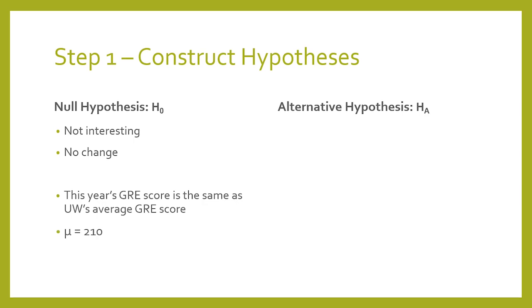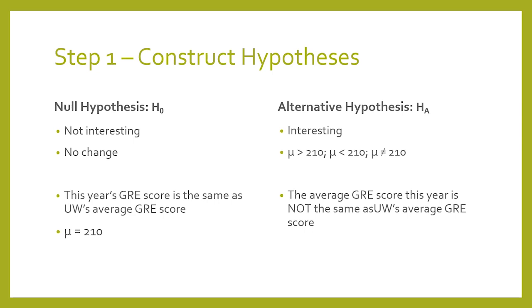The alternative hypothesis is the interesting hypothesis, and it can take 3 forms: greater than, less than, or not equal to. For this part, we'll want to reference back to the problem. What is the interesting thing that we want to know? In this problem, it would be that the average GRE score is not the same as UW's average GRE score. We would write that using a not equal to sign to indicate that it doesn't matter if it's greater or less than, just that it's different in some way. Now that we have the 2 hypotheses, we can move on to step 2, finding the standard error.